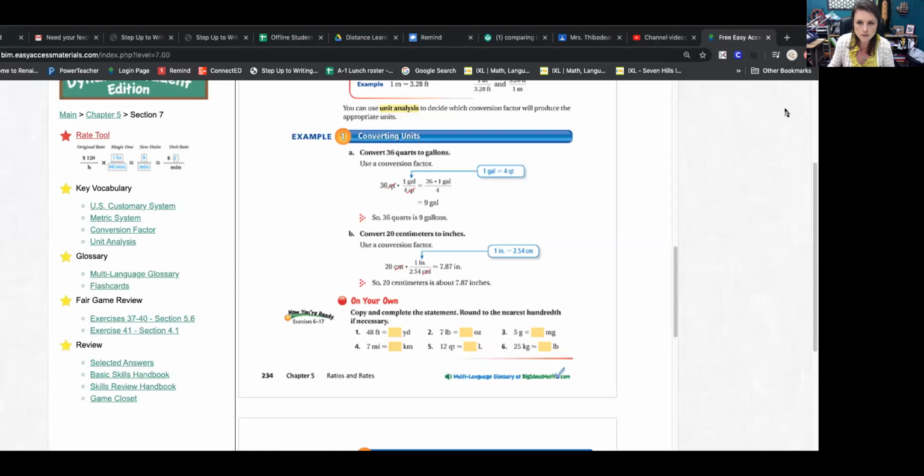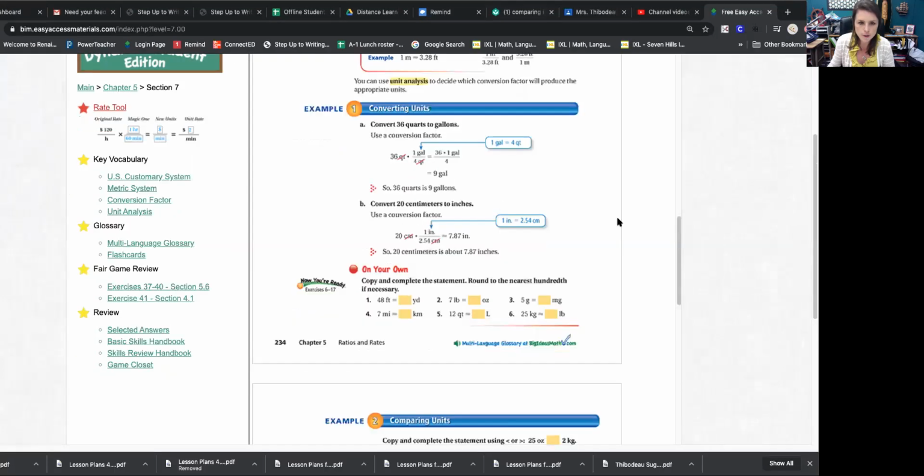I wanted to talk about how to do a few of these problems. The biggest thing you want to do is look up your conversion factor right away. So let me show you the book real quick, example. When you go to the examples here on page 234, you'll see it says convert 36 quarts to gallons. The really important thing is to notice the order, and you always want to start with the original amount that they give you. So 36 quarts is going to go first.